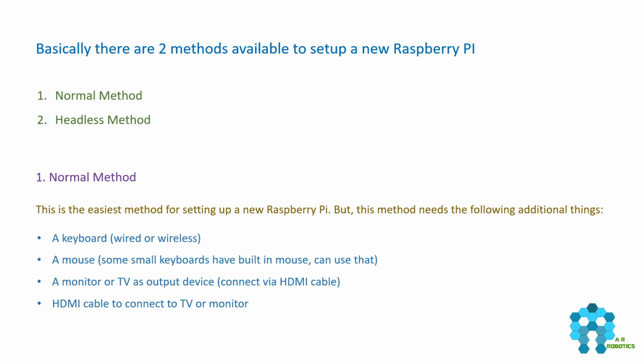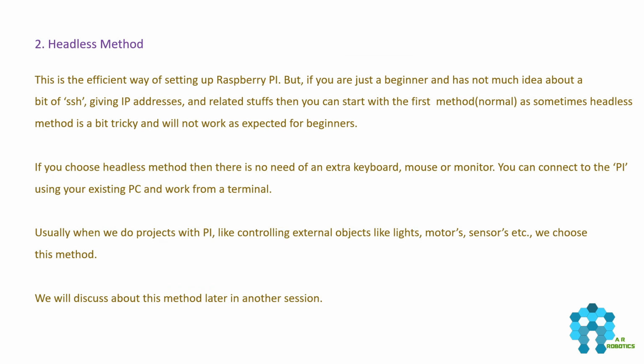So basically there are two methods available to set up a new Raspberry Pi. One is the normal mode and the second one is the headless method. In this session we are going to discuss the normal method. For the normal method, the external peripherals we need are a keyboard, a mouse, a monitor or TV as an output device, and an HDMI cable to connect to the monitor from the Raspberry Pi. And the second one is the headless method. I am not going to discuss the headless method in this session because there is another presentation exclusively for the headless method.